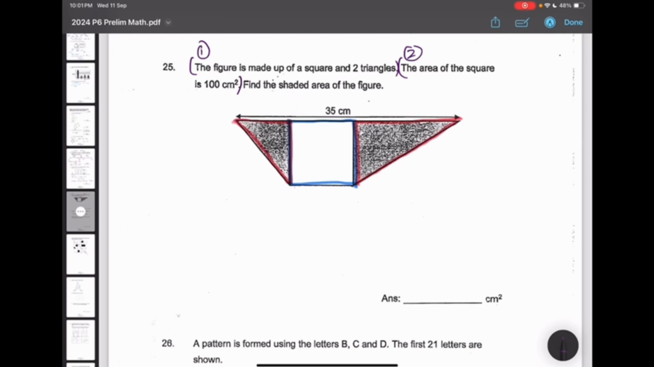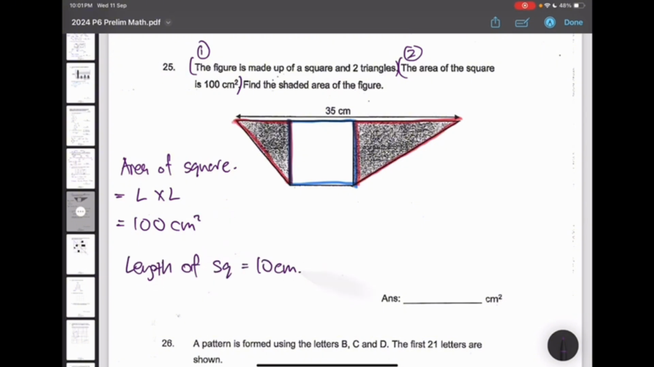Now, what is the formula for the area of a square? I know that the formula is just length times length. Okay, so if the length times the length equals 100 cm squared, I know that the length of the square has to be 10 cm. What I want to do is label down 10 cm on all sides of the square.